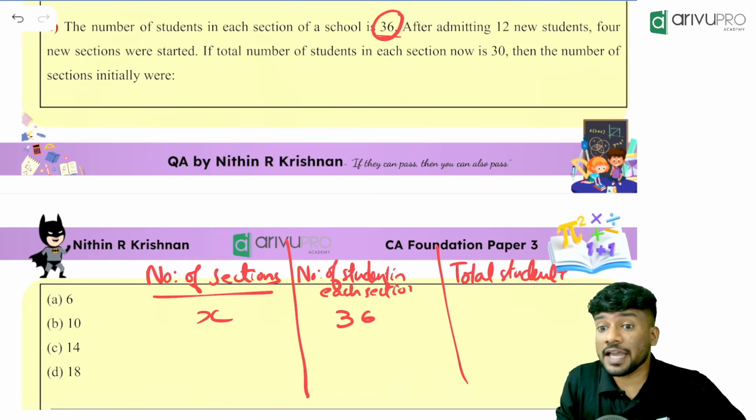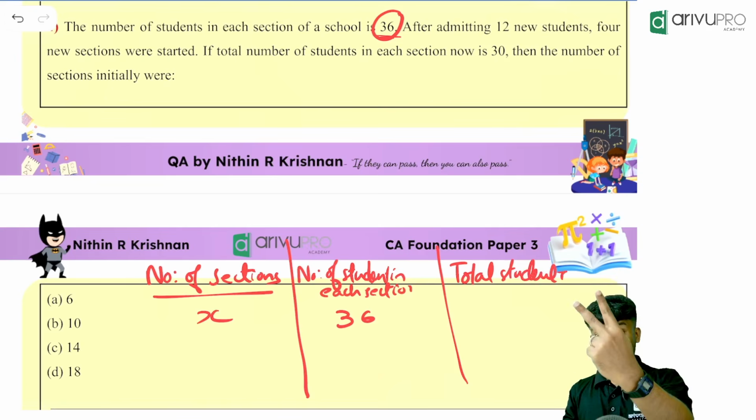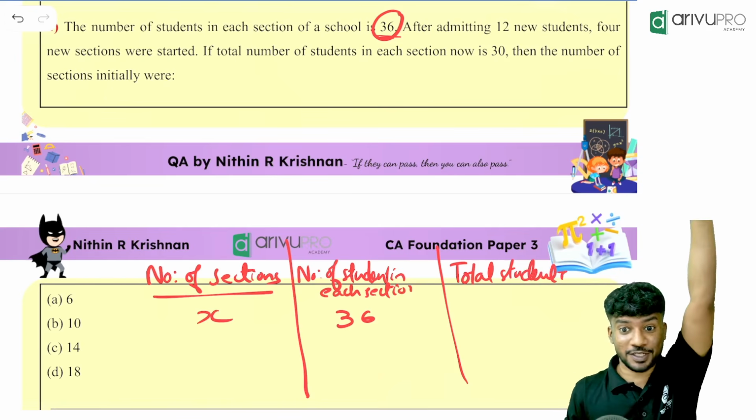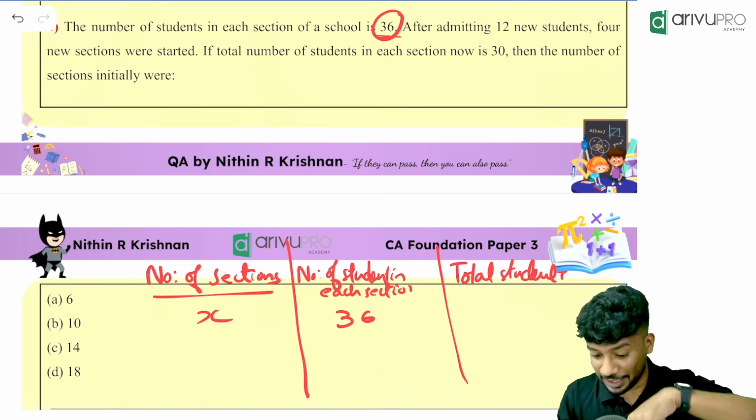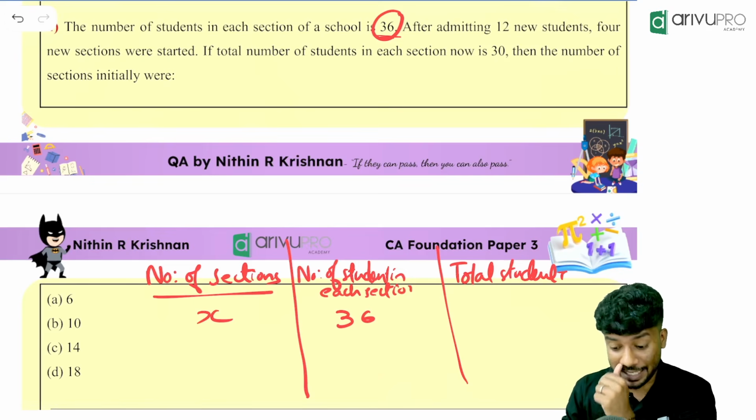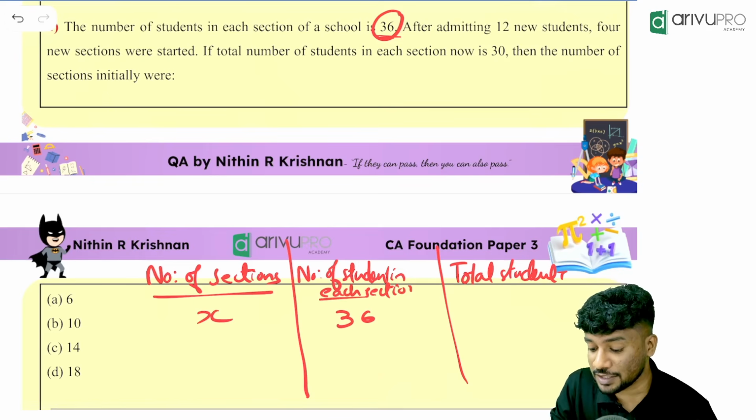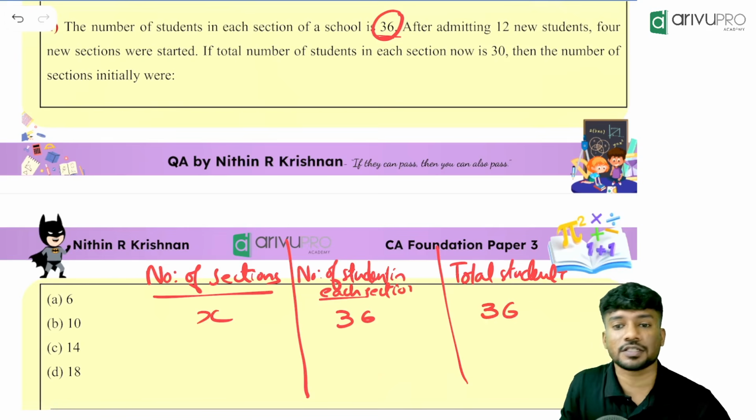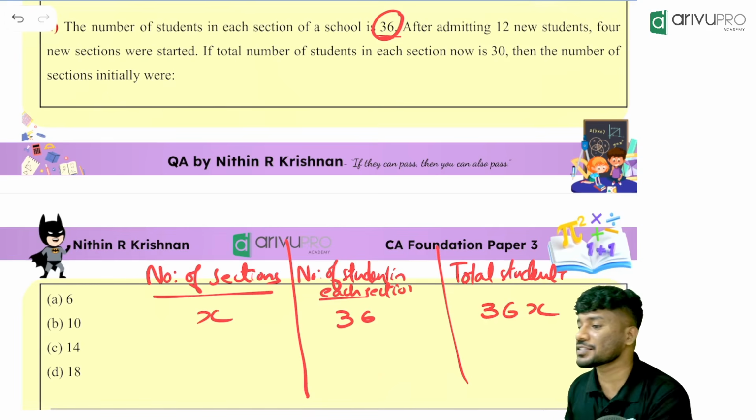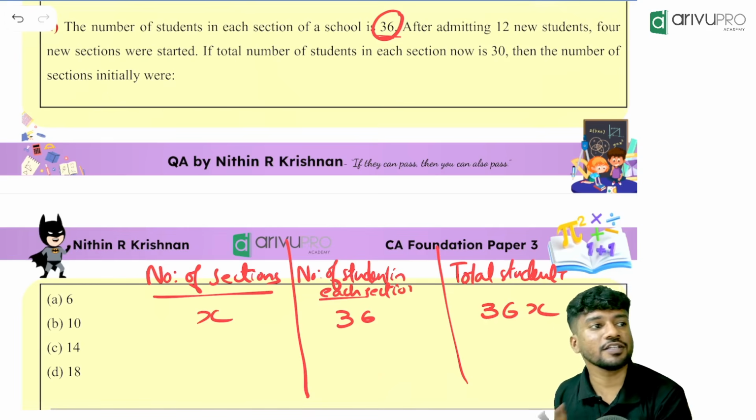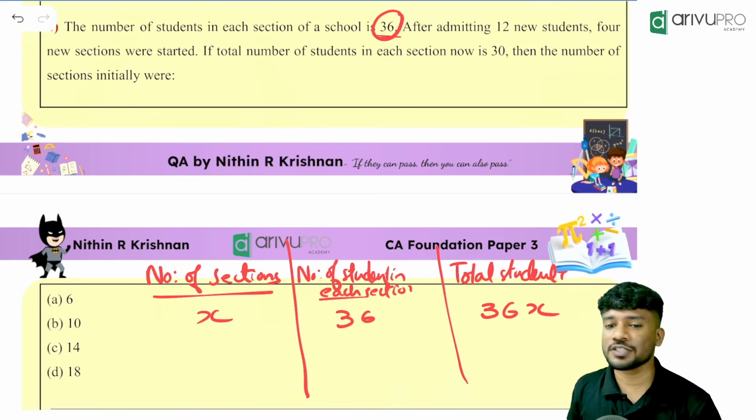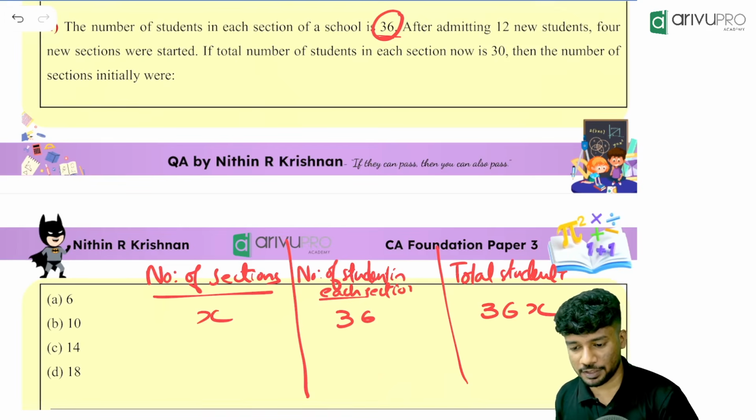Now, can you tell me total students is how much? X into 36. Initially, 2 sections were there, 100 students were there. That means 2 into 100. Similarly, X sections are there. Then the number of students in each section is 36. That means how many students are there in total? 36 into X, 36X. Everyone understood that?